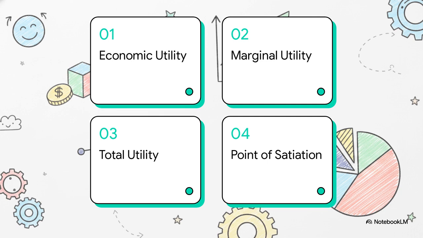Here's our roadmap for today. 1. Defining economic utility. 2. Marginal utility. 3. Total utility. And 4. The point of satiation.